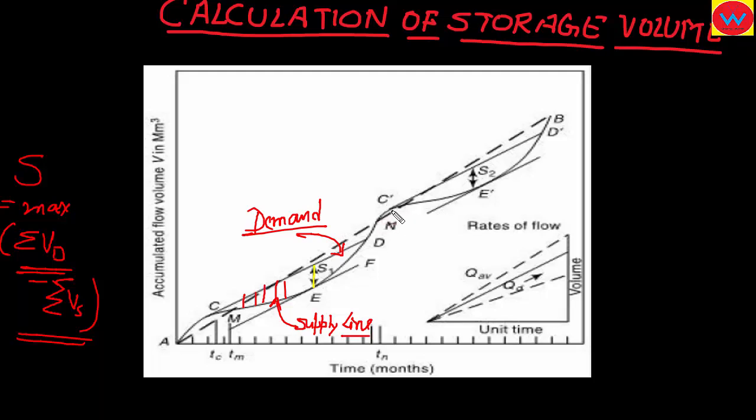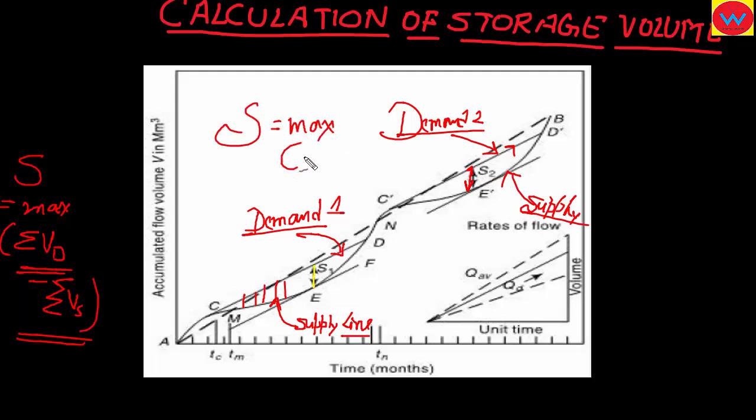At this point also you have to draw your tangent to represent the demand line. This is your demand line of the second season, demand 2, let us say, and we have given this as demand 1. The maximum difference between demand and supply, that is S2, will occur here. This is your continuous supply line. The maximum of S1 and S2 will be your storage for the given reservoir.